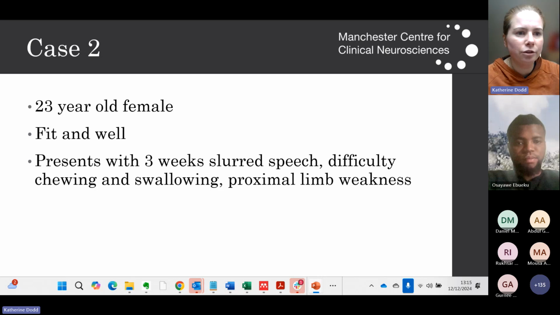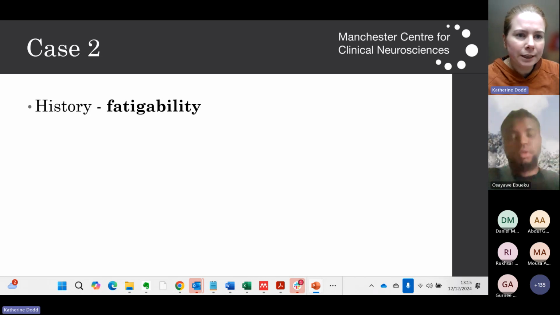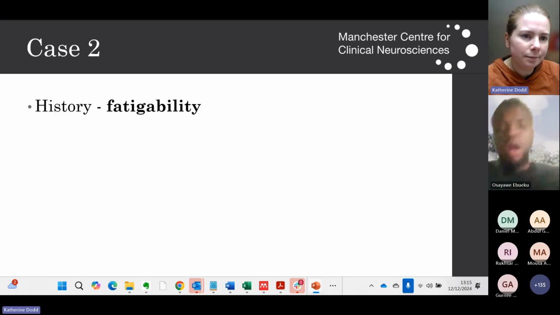Right, another case. Case 2, a 23-year-old female. She's usually fit and well, and she presents with a 3-week history of slurred speech, difficulty chewing and swallowing, and some proximal limb weakness. So the key in the history is this fatigability.